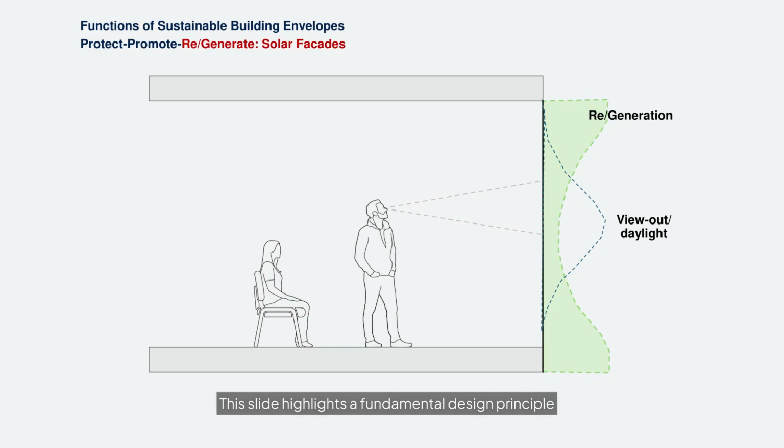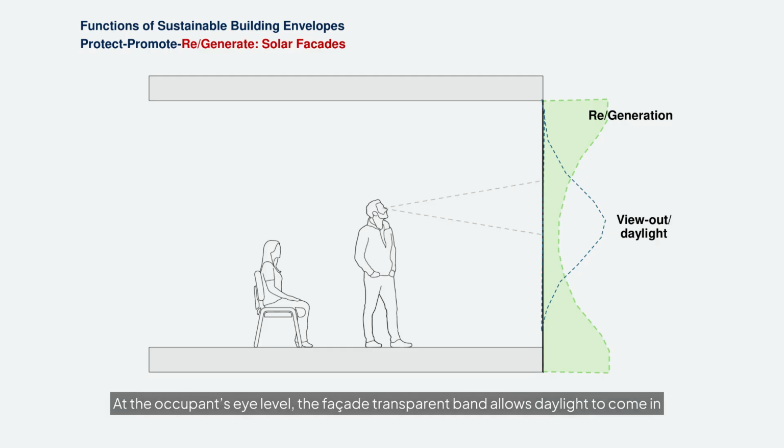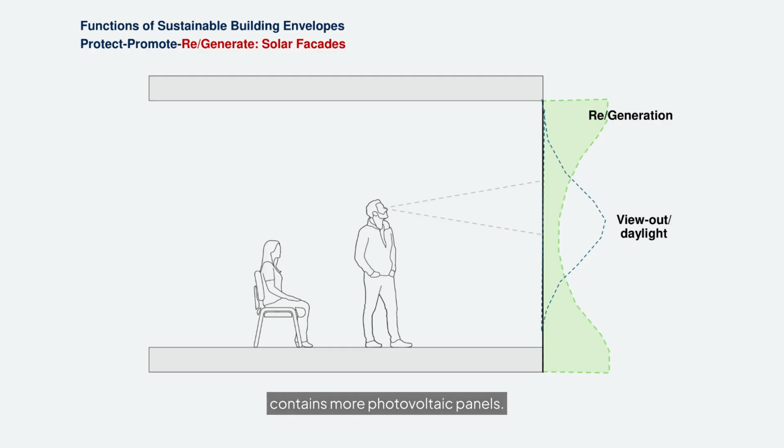This slide highlights a fundamental design principle: balancing the user experience of view out and energy harnessing. At the occupant's eye level, the transparent band of the facade allows daylight to come in, while it gives occupants an open view out, connecting them to the outdoors. The facade's upper and lower zones, above and below the view band, contain more photovoltaic panels. They are placed to produce solar power without blocking the view.